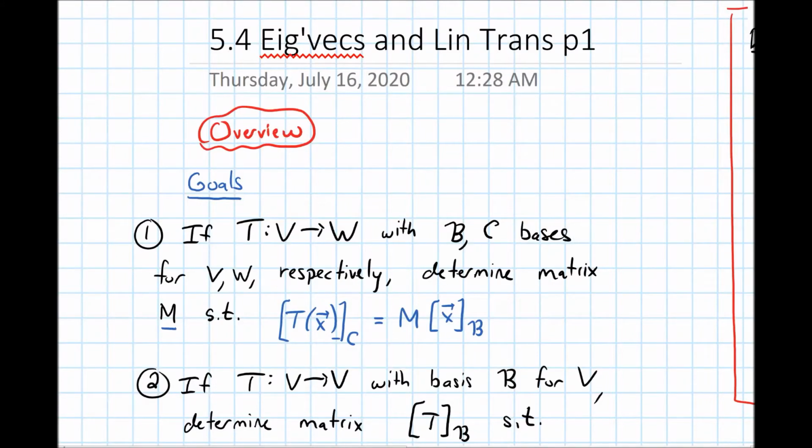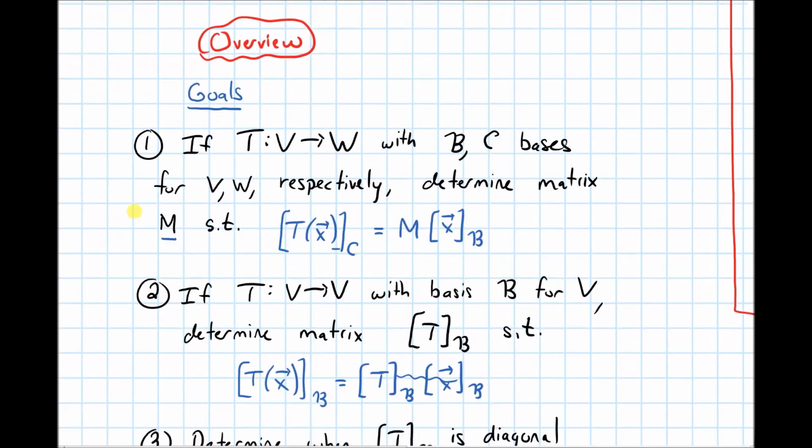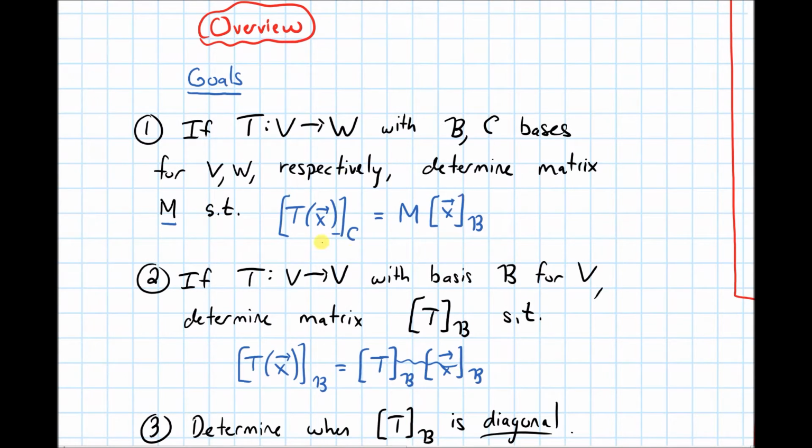In this video, we're going to give an overview of section 5.4 on eigenvectors and linear transformations. A lot of what we'll talk about in this section is going to generalize the change of basis material that we saw in section 4.7. In 4.7, we found a matrix that let us convert from a coordinate vector in terms of some basis B to another coordinate vector in terms of a different basis C.